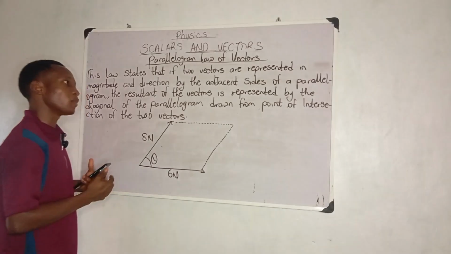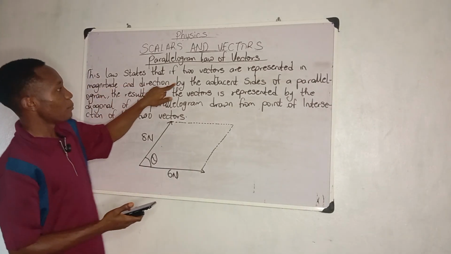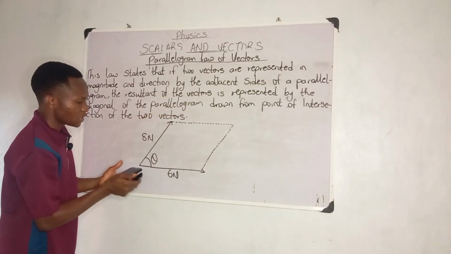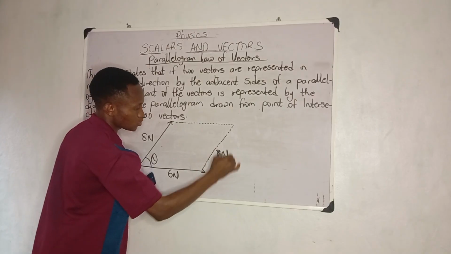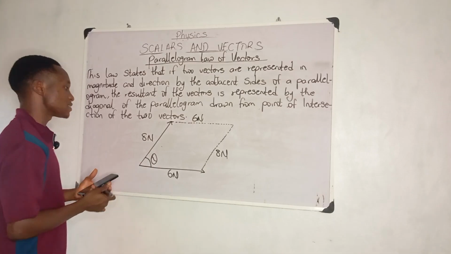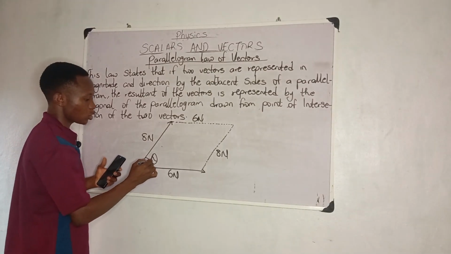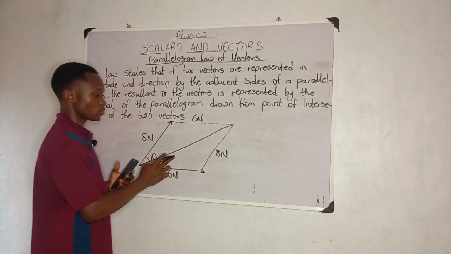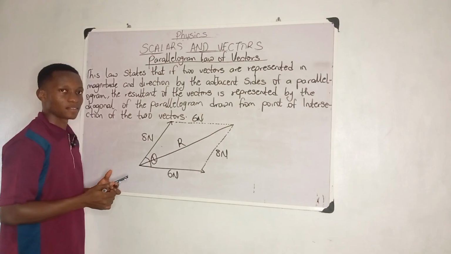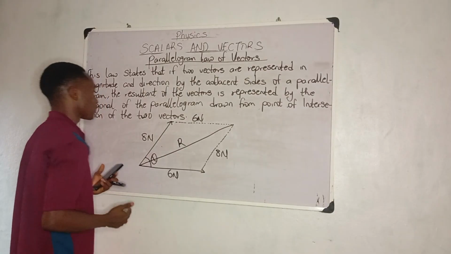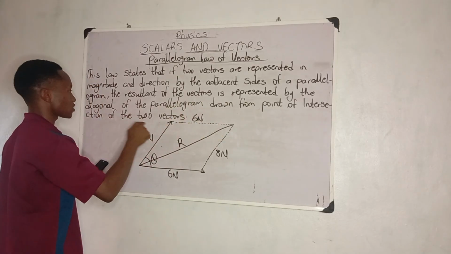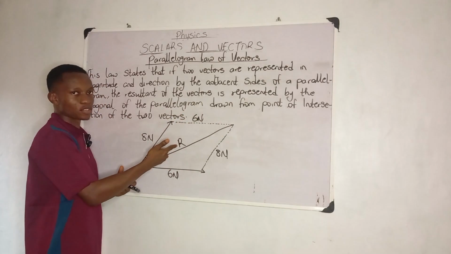Now, if you look at this, from our definition, they are represented by the adjacent sides of a parallelogram. These are the adjacent sides of a parallelogram. If you write 8 here, I hope you know that here is also going to be 8, and here will be 6 Newton, one property of a parallelogram. Now they said the diagonal would always come from here. The diagonal will come from here, the angle where it's inclined, and you have your resultant R. That is what they say: the diagonal of the parallelogram drawn from the point of intersection of the two vectors will give you your resultant.